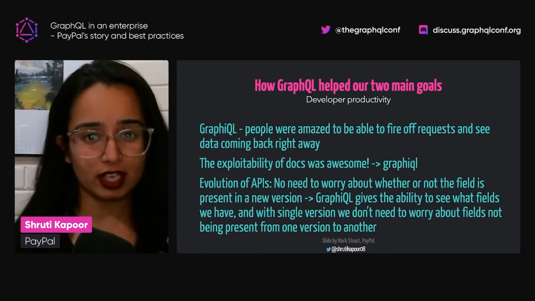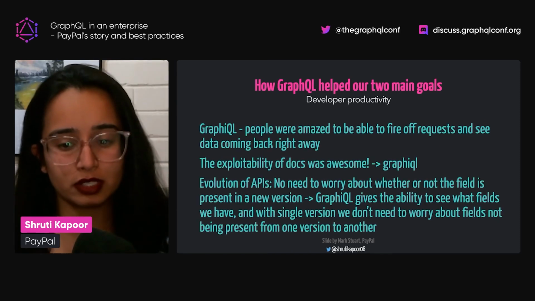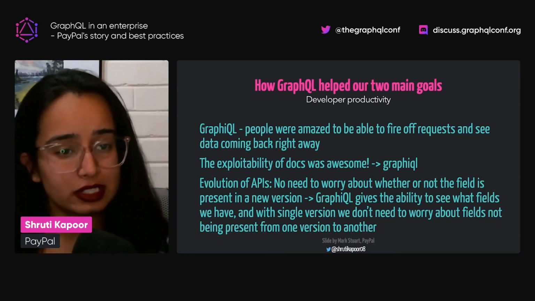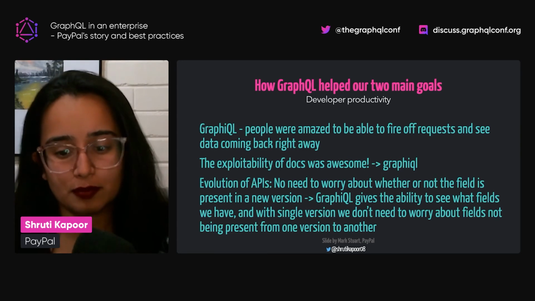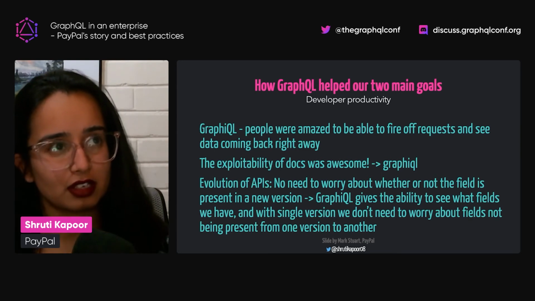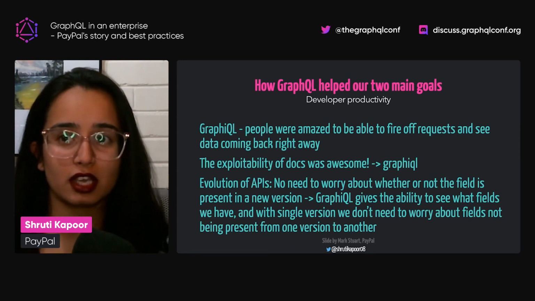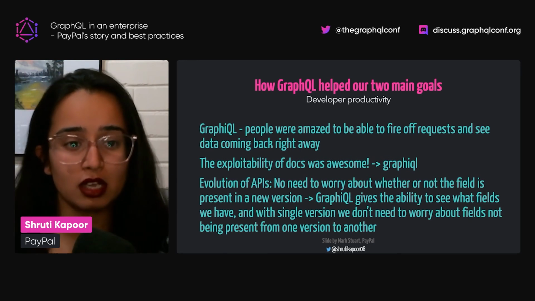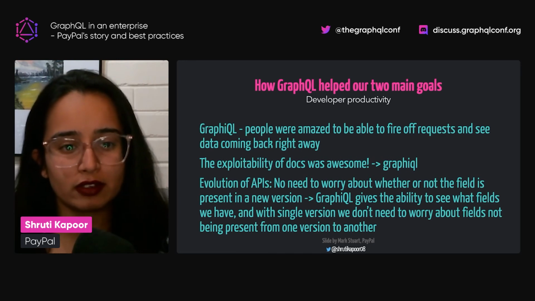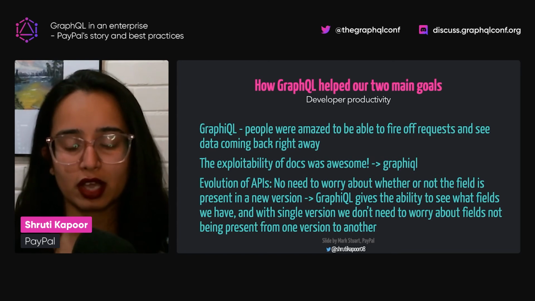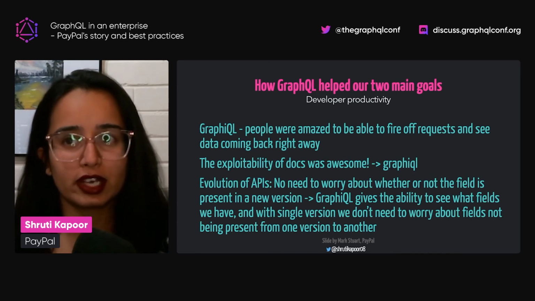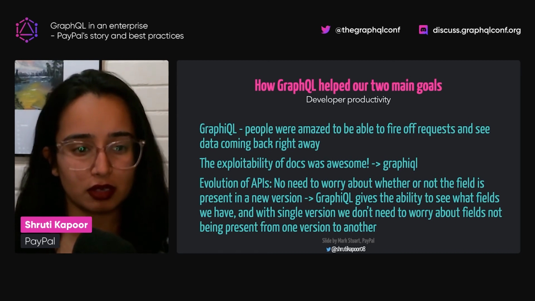Another big goal that we had was developer productivity. We wanted to make sure that we were building our apps fast, and tools like GraphiQL and Playground helped us because they helped us explore our API right away, and also helped us avoid finding out which API is where and what the different dependencies of different APIs are.